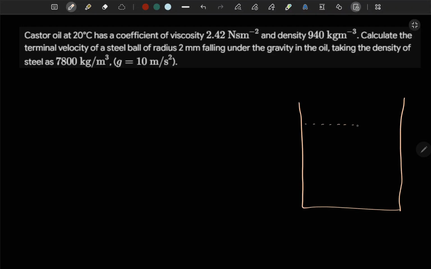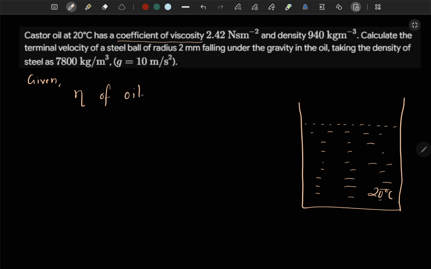Oil at temperature 20 degrees Celsius, and as given the coefficient of viscosity of oil is 2.42 Newton second per meter square, and similarly density of oil is 940 kg per meter cube.